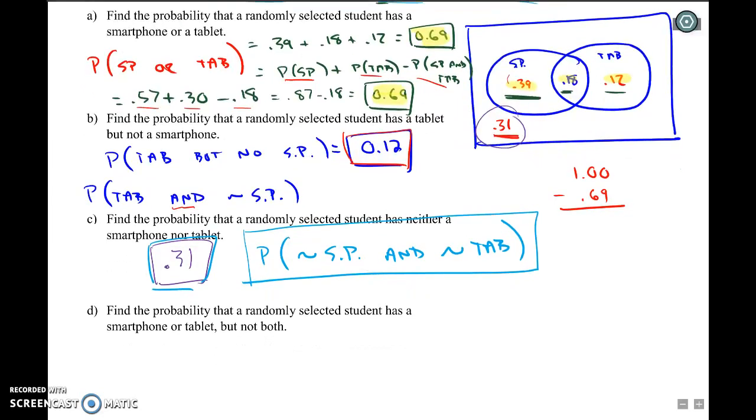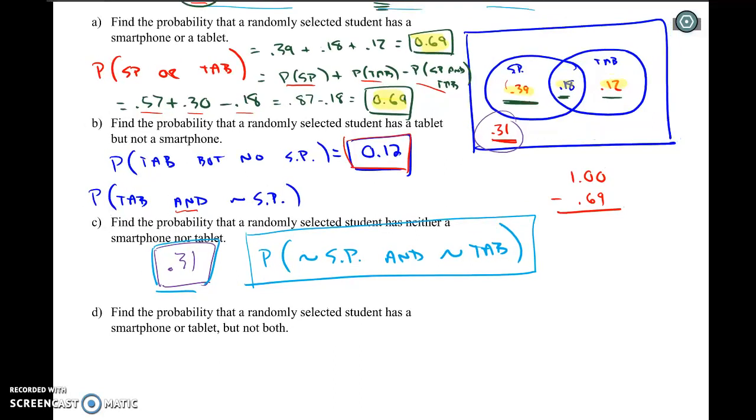Find the probability that a randomly selected student has a smartphone or a tablet, but not both. So again, I don't even want to write the probability statement down with ands and ors. Just calculate it. Probability has a smartphone or a tablet, but not both. So that would be smartphone but no tablet, tablet but no smartphone. So it's really just the 0.39 plus the 0.12, which is 0.51. I'm really bad at arithmetic, sorry.